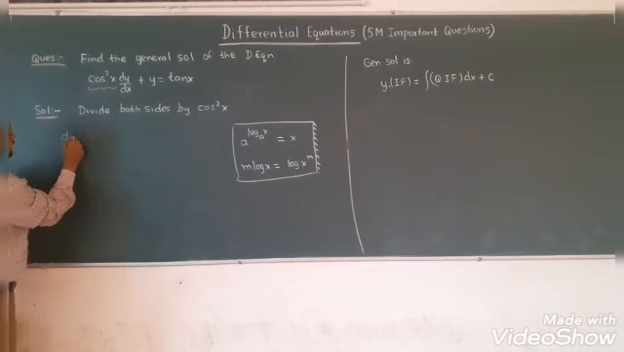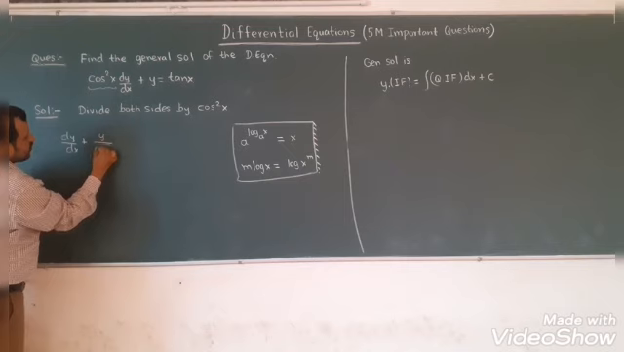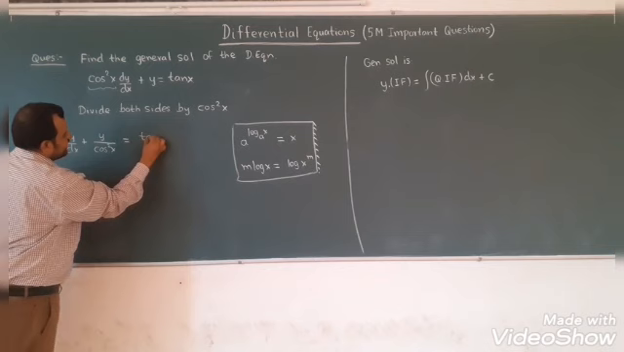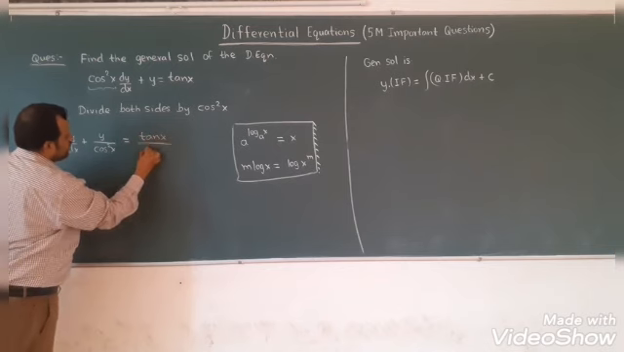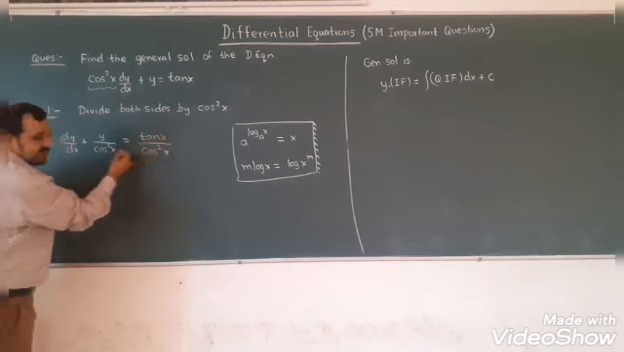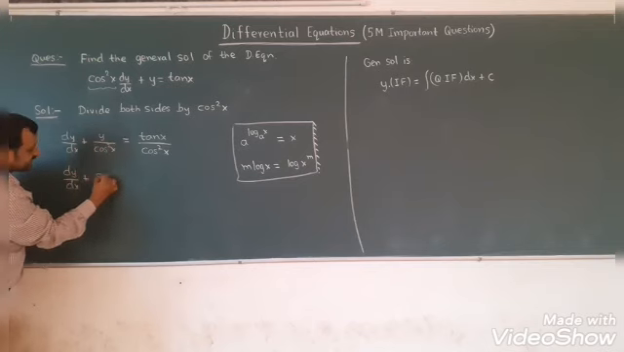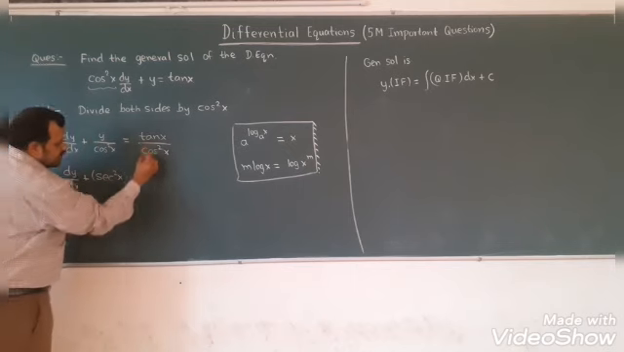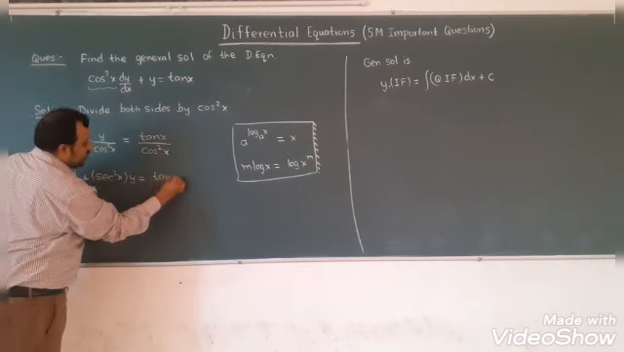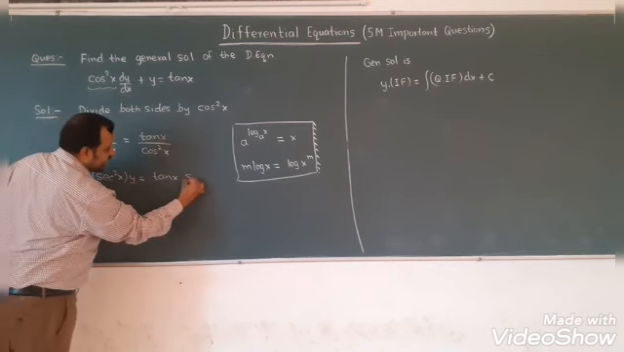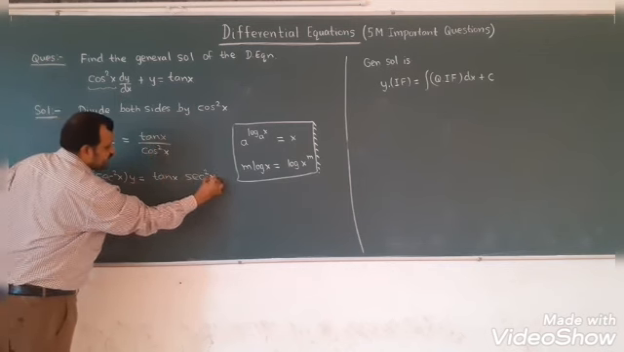So divide, and you will get dy by dx plus y by cos square x is equal to tan x divided by cos square x. Let us write in proper way. This I can say dy by dx plus 1 by cos square x, which we can write as secant square x, into y is equal to tan x as it is, times 1 by cos square x, which we can write as secant square x.